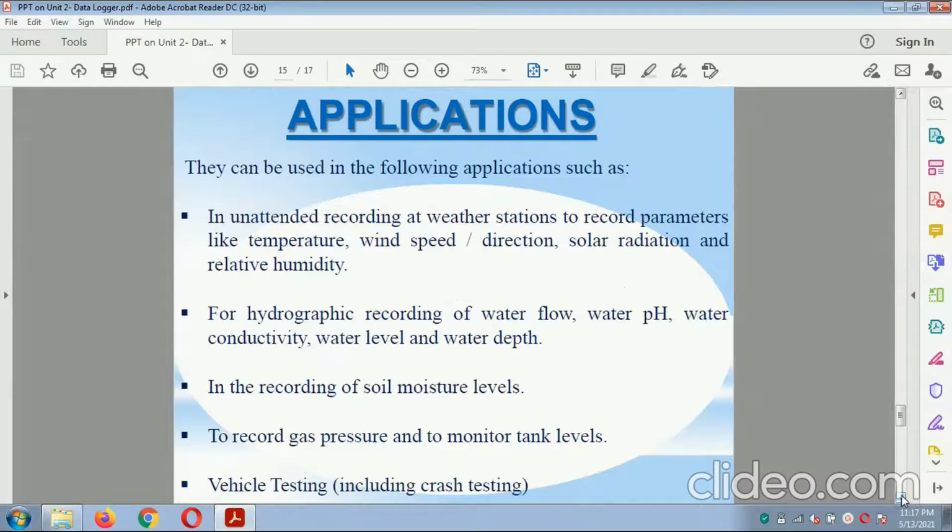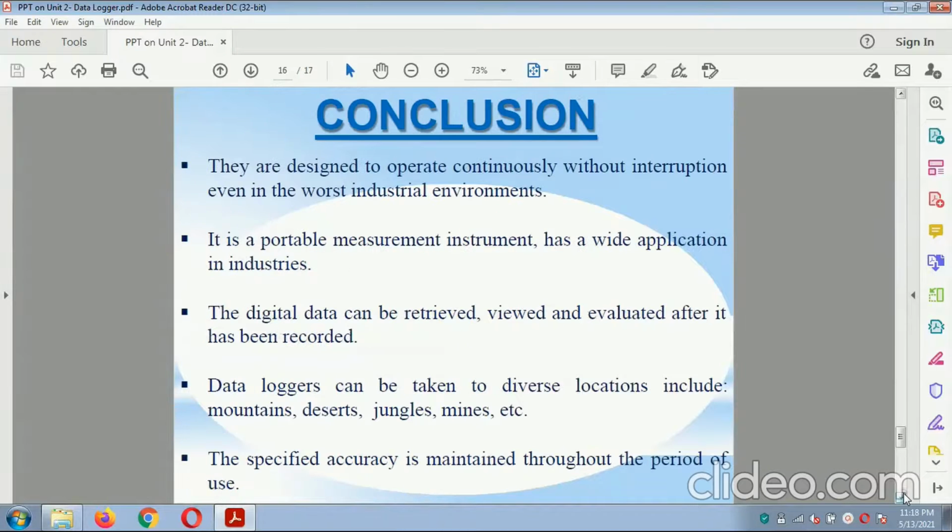The applications. The applications of the data logger are unattended recording at weather stations, recording parameters like temperature, wind speed, direction, solar radiation and relative humidity. For hydrographic reading of water flow, water pH, water conductivity, water level and water depth. In the recording of soil moisture level, recording gas pressure and monitoring tank level. Vehicle testing, including crash testing.